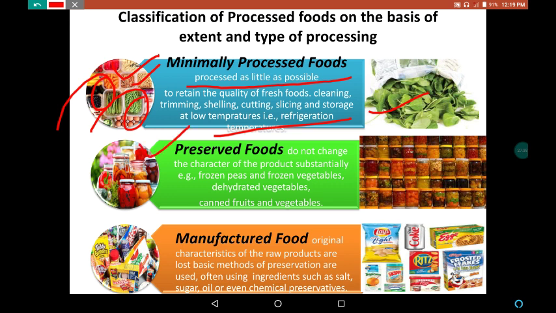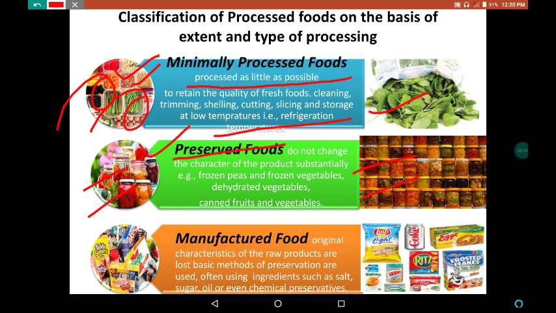Then preserved food. For preserved food, the method of preservation used does not change the character of the product substantially. For example, frozen peas and frozen vegetables. These are preserved foods. There is no change in their structure. Dehydrated peas, dehydrated vegetables, and canned fruits and vegetables are examples of preserved food.